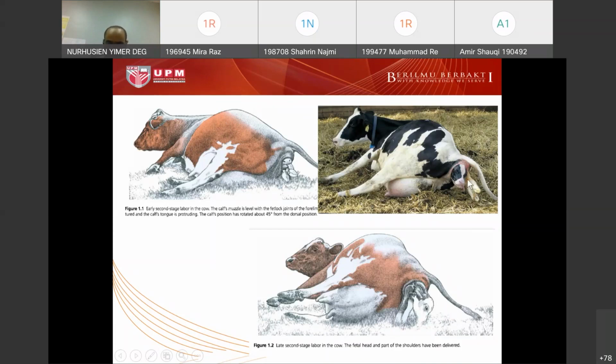You can see the forelimb and the head coming forward in anterior presentation. The same is true here, with much more progress in stage 2 of parturition, which is almost halfway, already out. So we don't expect much problems after this.